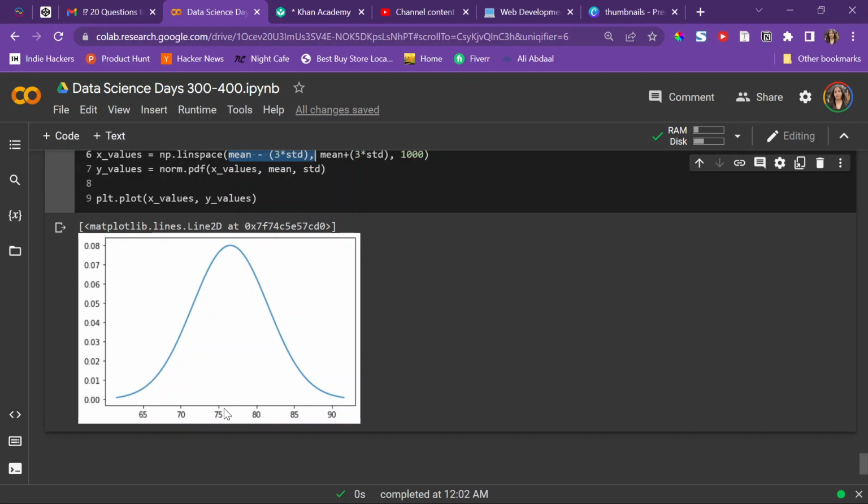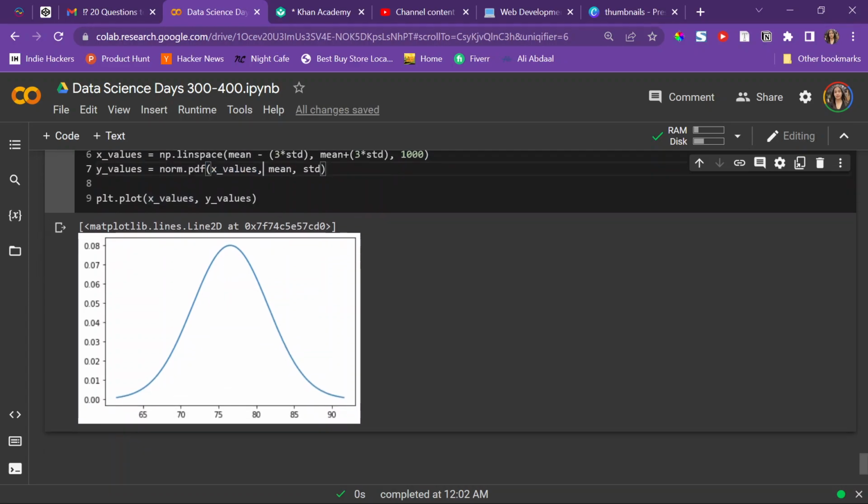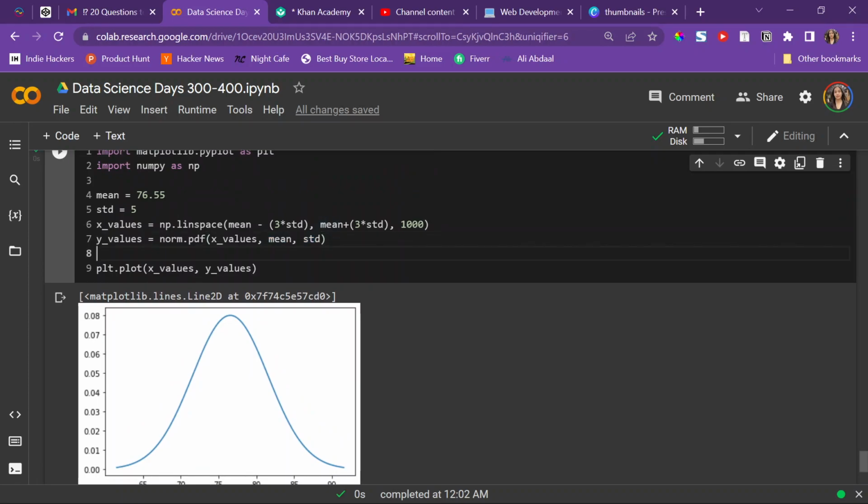And so the starting point is over here, 3 times the standard deviation to the left of the mean. And then the ending point is from the mean 3 times the standard deviation, and then 1,000 values in between. And then PDF is calculating the probability density, which is a specific density, right, of each of the x values in accordance with the mean and the standard deviation.